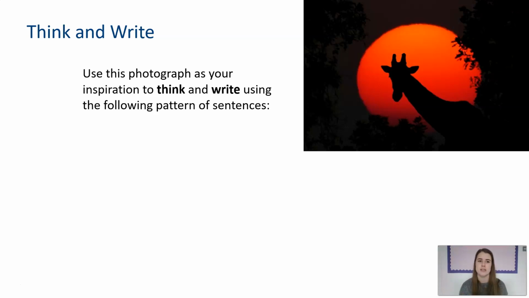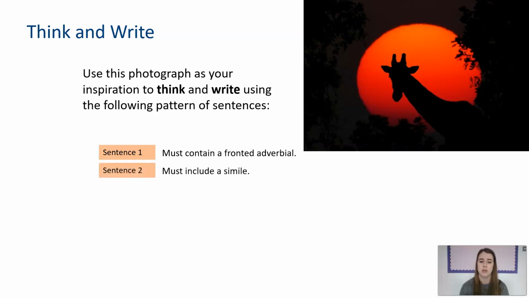So this is called Think and Write. What I want you to do is use this photograph as your inspiration, to help you create some of your sentences. I want you to think and write using the following pattern of sentences. Sentence 1 must contain a fronted adverbial. Now you've had these toolkits sent home to you, so you should know what a fronted adverbial is. Sentence 2 must include a simile. We did this on Wednesday, so you should know how to do a simile.